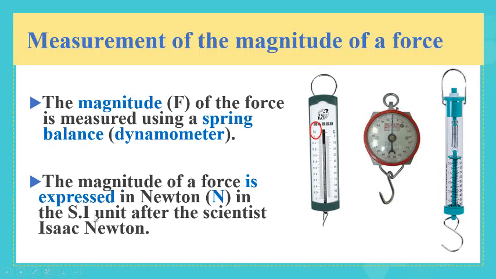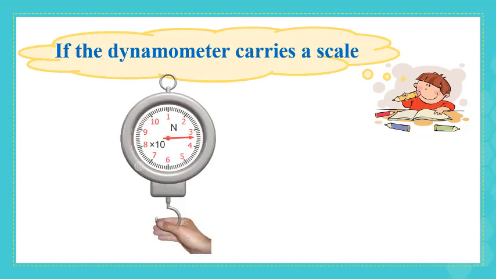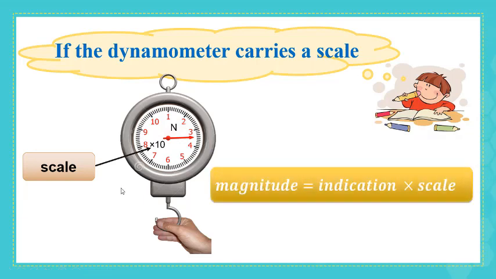The SI unit is always written on the spring balance or on the dynamometer. What if the dynamometer carries a scale? This is the dynamometer. This is the scale. To know the magnitude of the force, we should multiply the indication with the scale.